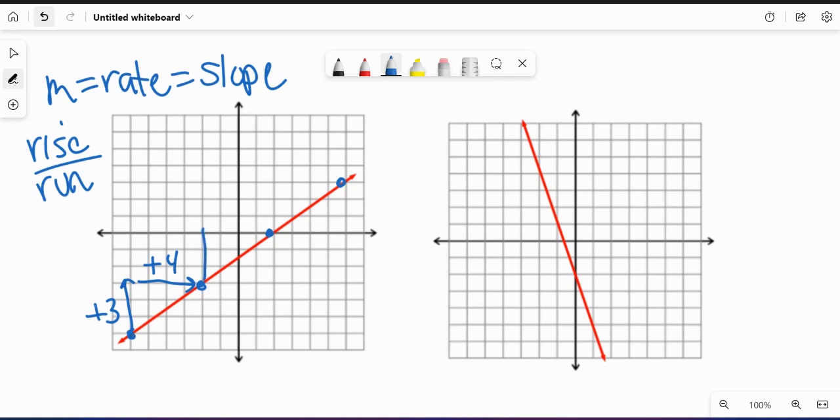So this one goes up 3 over 4. Up 3 over 4. So it's a constant rate of change. It's going up 3 over 4, up 3 over 4, up 3 over 4. So that is my slope. That is my rate. That is my m in this case. So in this case, it's 3 divided by 4, and I don't need to simplify that. It is simplified all the way.